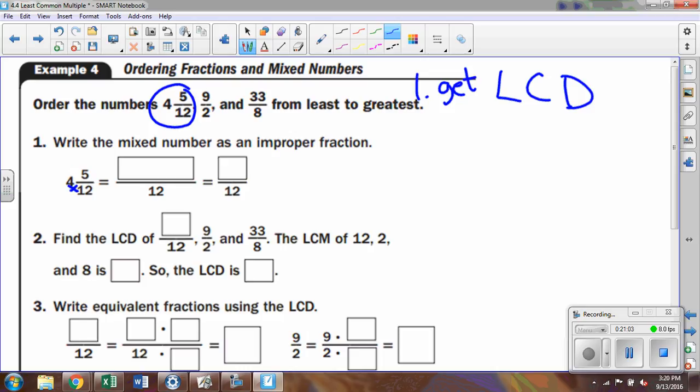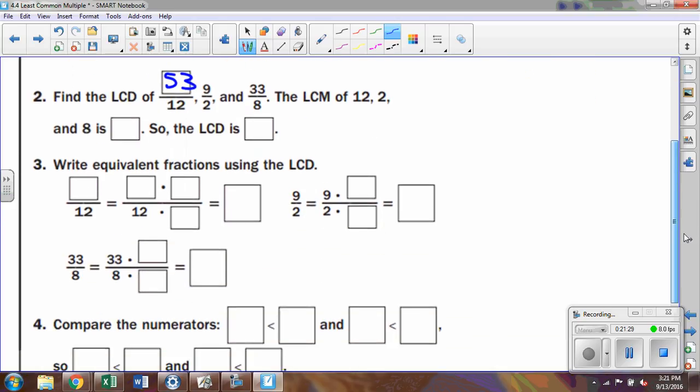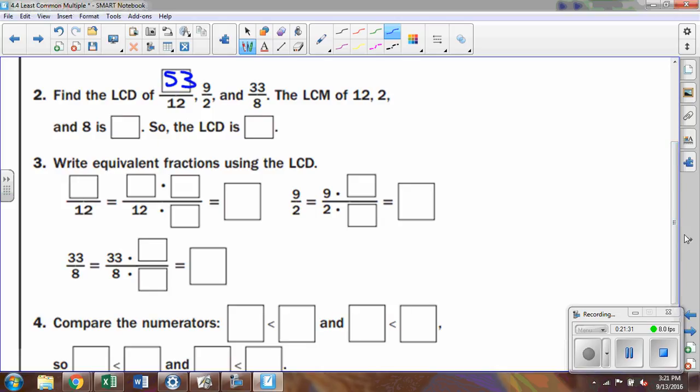First we multiply, then we add. 12 times 4 plus 5, that's 48 plus 5, which is 53. So now we're moving with the least common denominator of the fraction 53 over 12, the fraction 9 over 2, and the fraction 33 over 8.